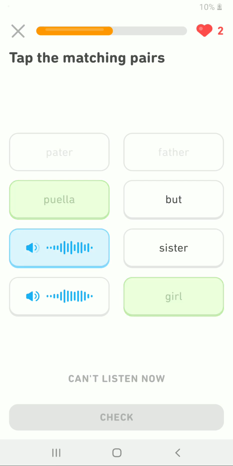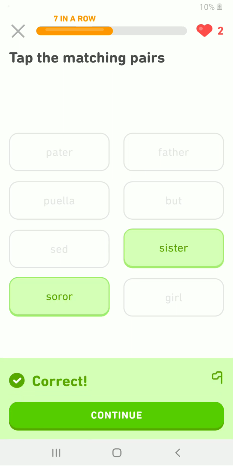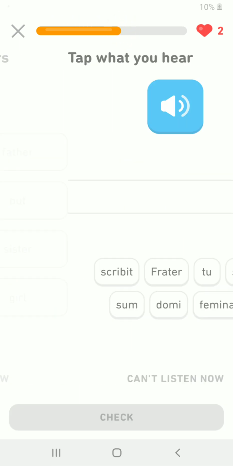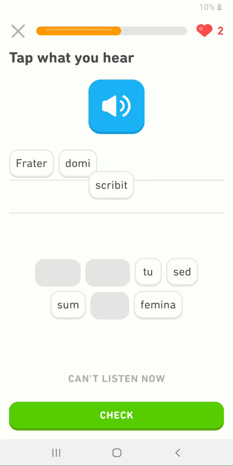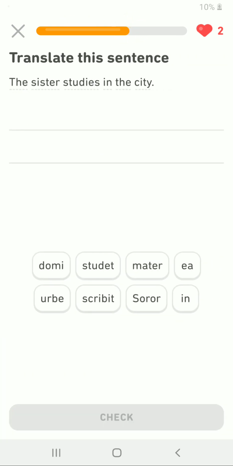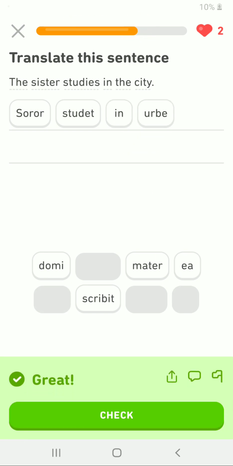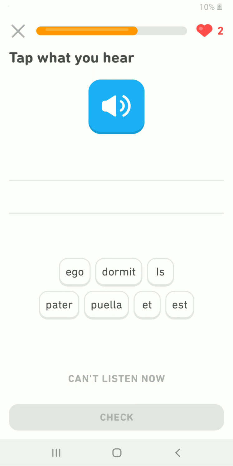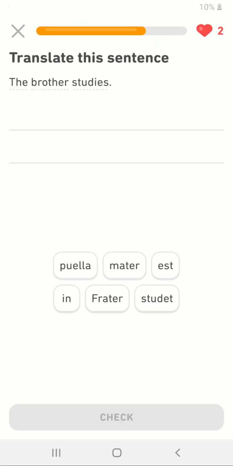Puella. Sed. Soror. This is a new word. Soror. It means sister. Frater domi scribit. Domi. So, brother writes at home. And the sister, soror studet in urbe. Is est pater? Est. He is the father and the brother.